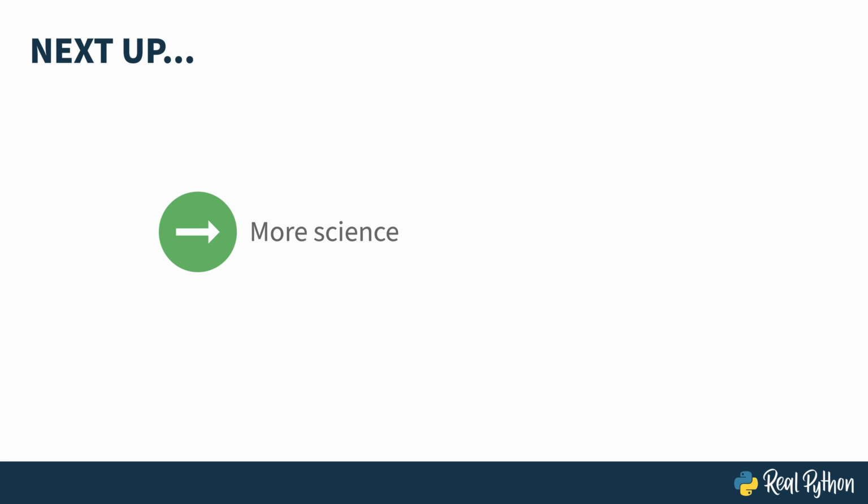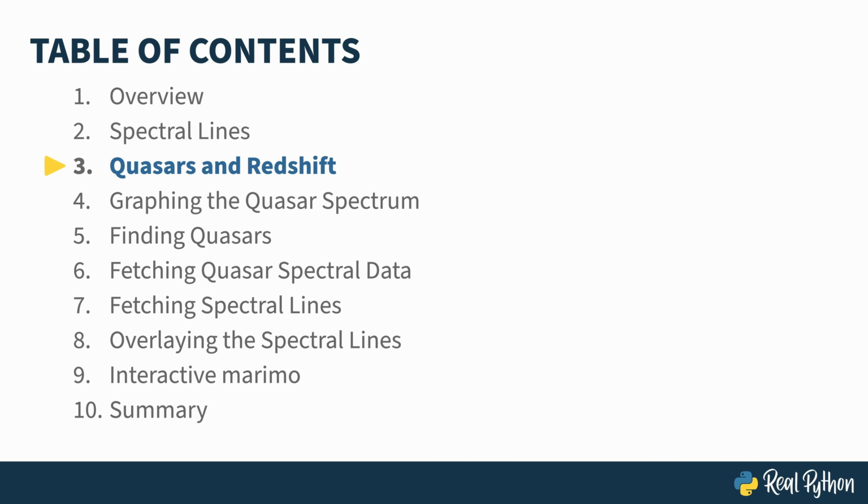I've got a bit more science to cover before I show you the dashboard, so this continues in the next lesson. In the previous lesson, I explained absorption and emission spectral lines. In this lesson, I'll be talking about redshift and quasars.